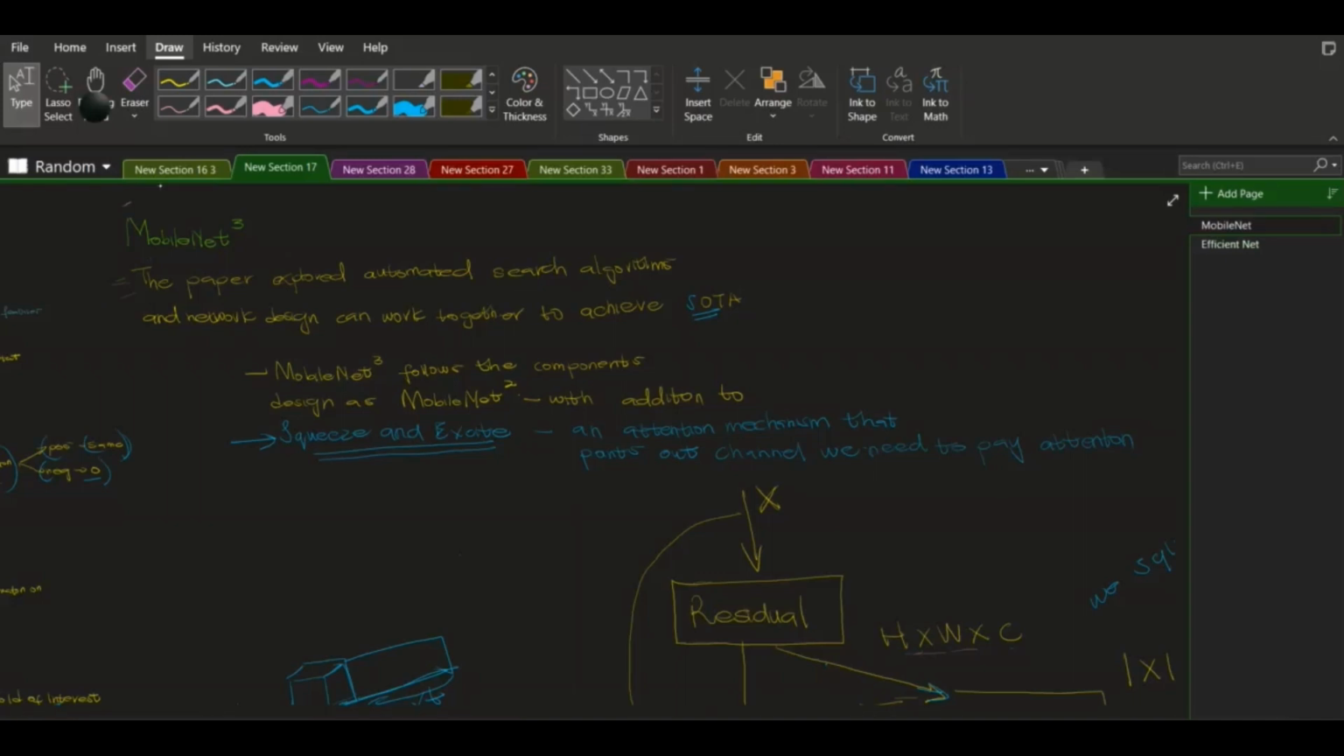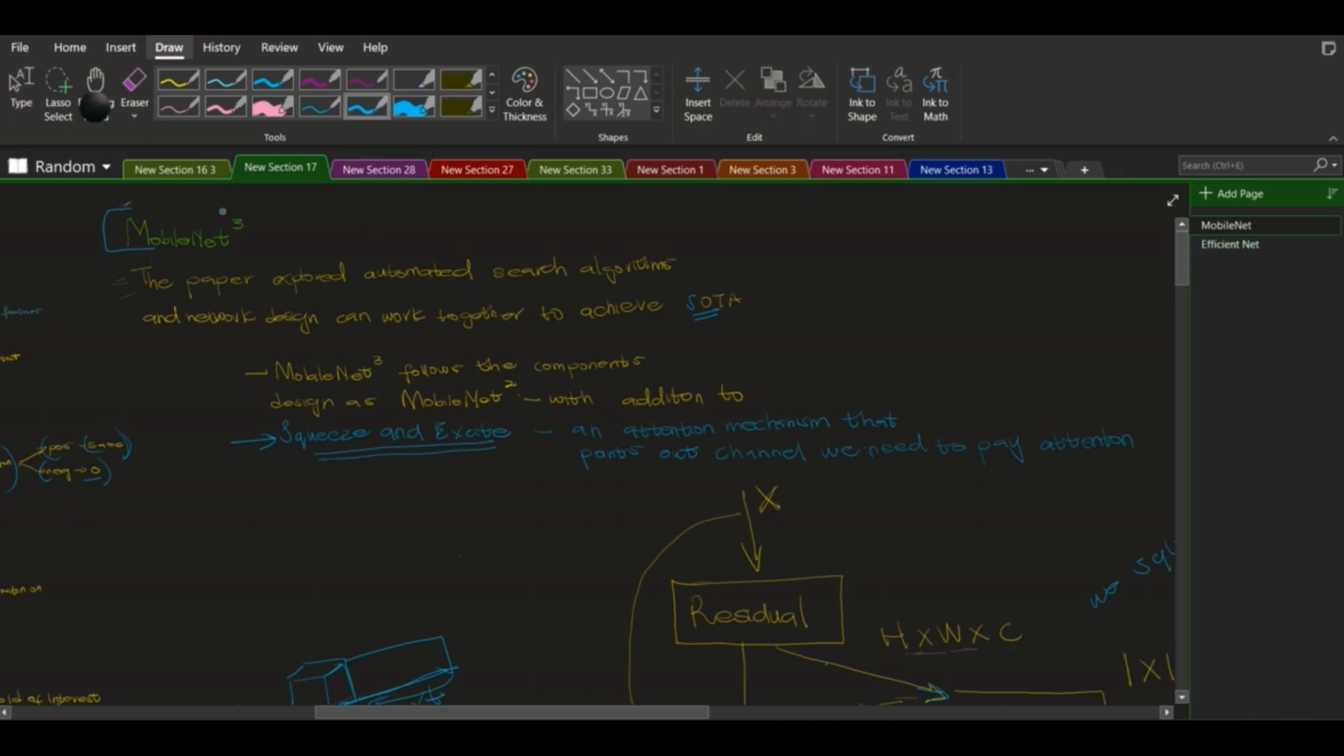At the time of making this video, MobileNet V3 was the last version from the series of MobileNet papers. The first thing that the authors did was to explore neural architecture search techniques. This actually enabled them to find the state of the art. So they explored automated search algorithms and network design that can work together to achieve a state of the art model. The second block that they introduced was the squeeze and excite block.